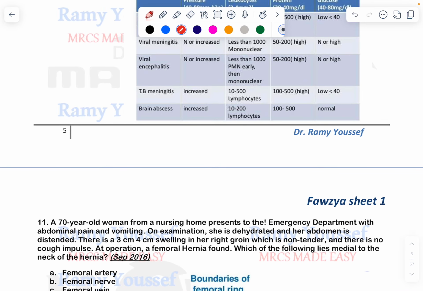A 70-year-old woman from a nursing home comes to the emergency department with abdominal pain and vomiting. The abdomen is distended. There is a 3 to 4 centimeter swelling in the right groin which is non-tender with no cough impulse. Femoral hernia is found. What lies at the medial border? Medial is always lacunar ligament, lateral is the femoral vein, posterior is pectineal, anterior is inguinal ligament.